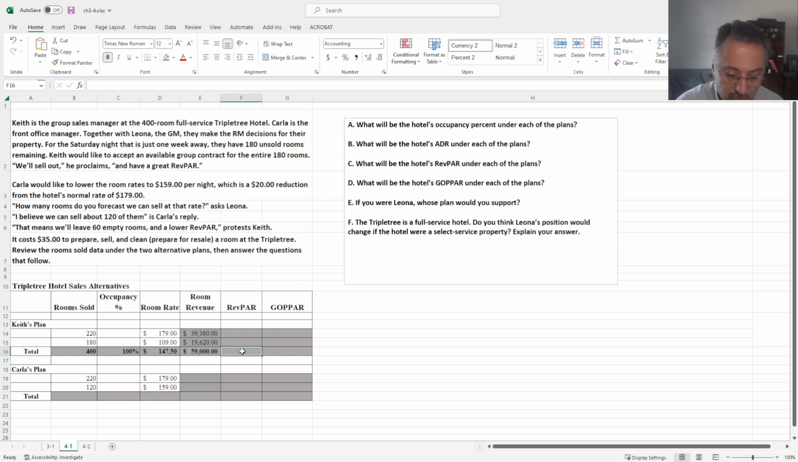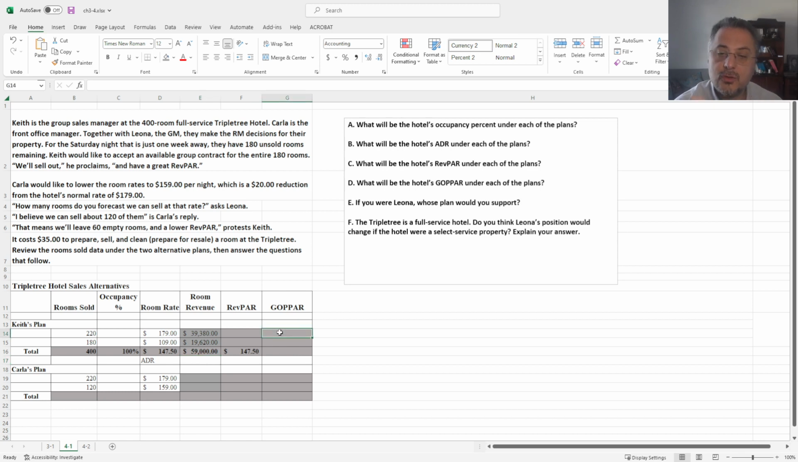For RevPAR it is going to be the same thing: room revenue divided by how many rooms available. Now you might say, hey, these two are the same because we are sold out. In RevPAR, per available room, we use the whole 400 rooms, but in ADR, we focus on the rooms sold. Because in this case it is the same, we have the same results. Let's do the same thing with gross operating profit per available room.